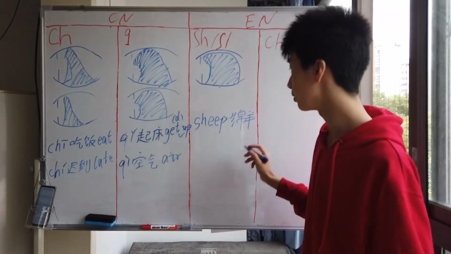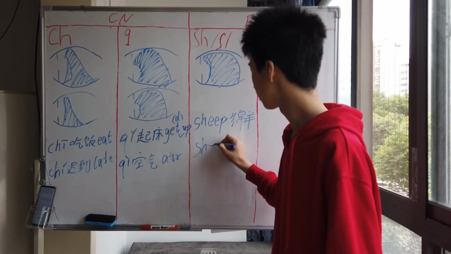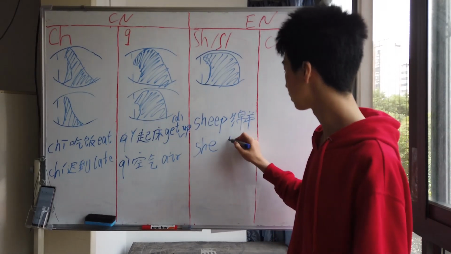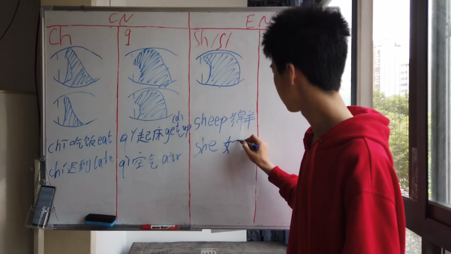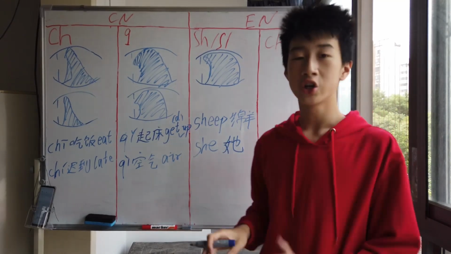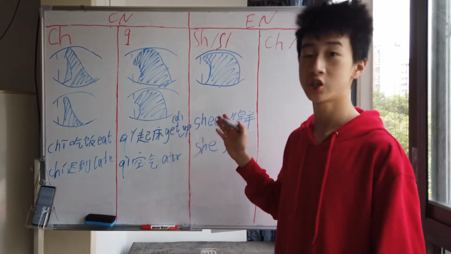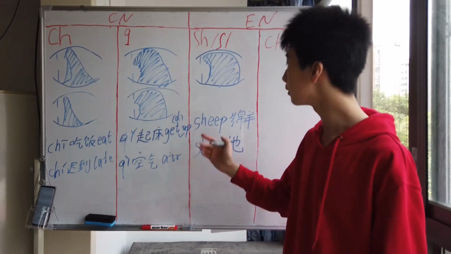Sheep, sheep, and then there will be sheep. So that means 它 sheep, a sheep.